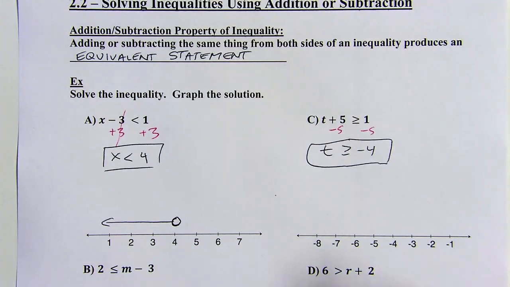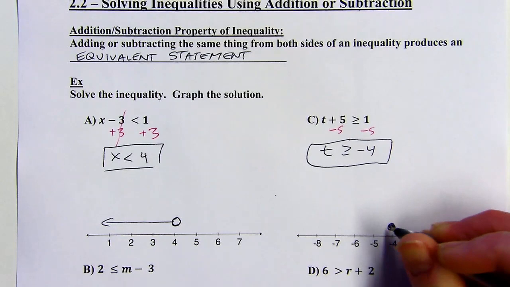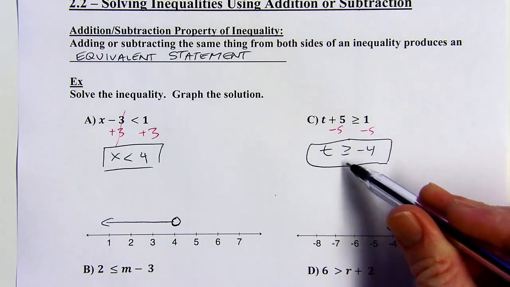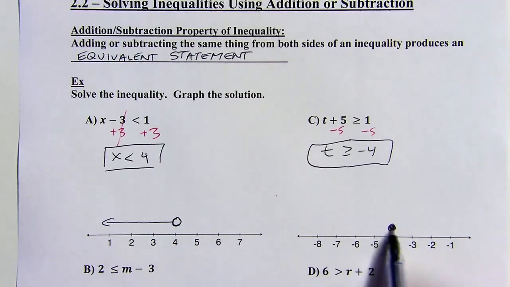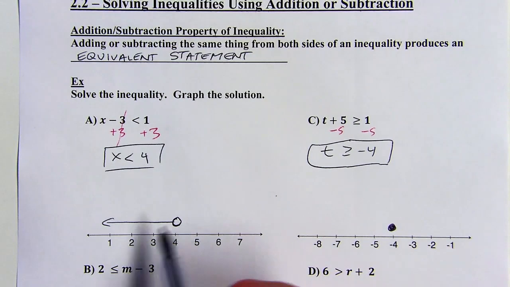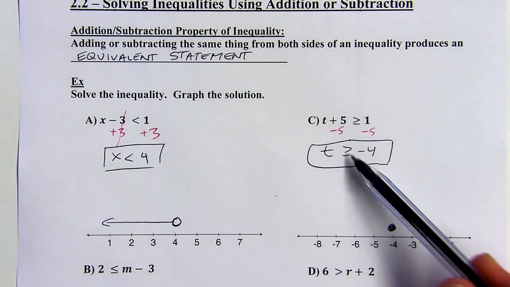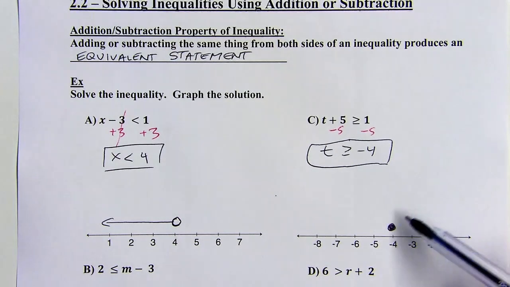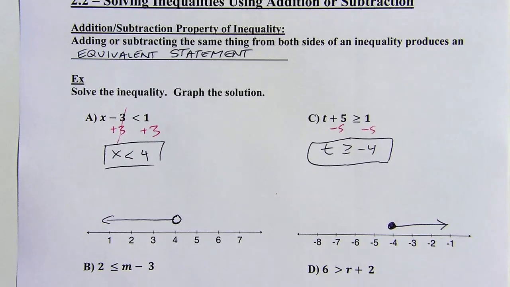So I'll find the negative 4, and this time it's going to be a closed dot because it says that t is greater or equal. When it's an or equal one, then you've got the closed dot. It means this is included in my solution, where the open dot is actually not included. Okay? And then I'm thinking, okay, it's numbers greater or equal to negative 4. Well, those numbers greater would be to the right on the number line. Okay?